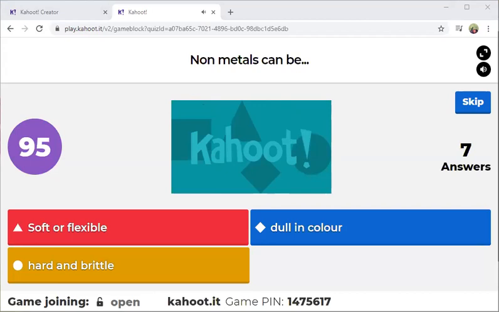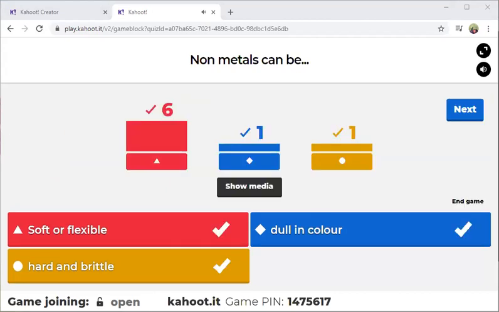All right, beautiful guys. So in this question, all the options were correct. So non-metals can be soft or flexible, all right? An example of that is rubber. Non-metals can also be hard and brittle. An example of that is glass. And non-metals can also be dull in color. All right, so well done guys.